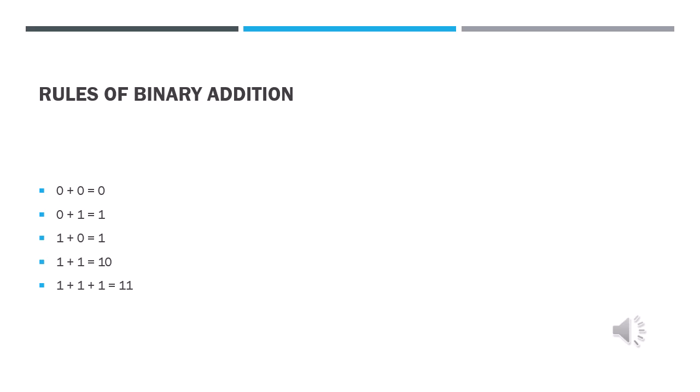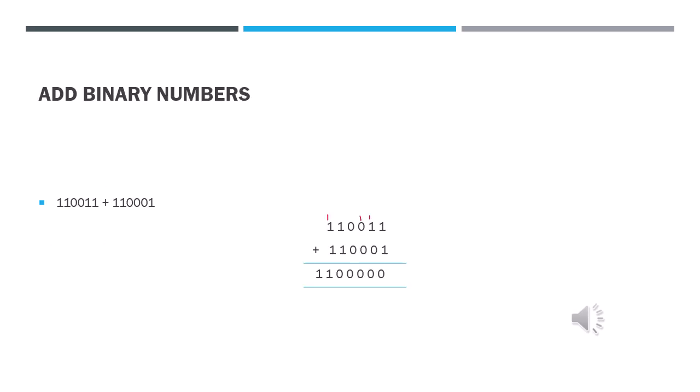Okay, so let's perform the binary addition. Here we have added 110011 plus 110001. You can see that we have performed the binary addition rules. Starting from your right-hand side, 1 plus 1 is 1 0, 1 carry. Then 1 plus 1 is 1 0, plus 0 equals 1 0. Again 1 carry, 1 remaining down, 0 plus 0 equals 0, 1 plus 1 equals 1 0, and 1 1 1 equals 1 1.